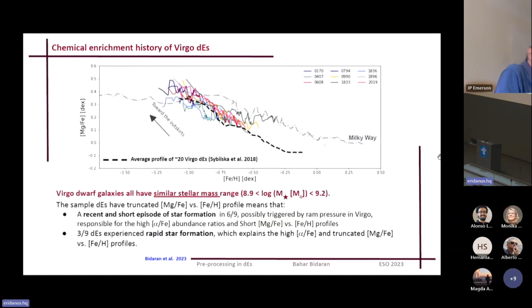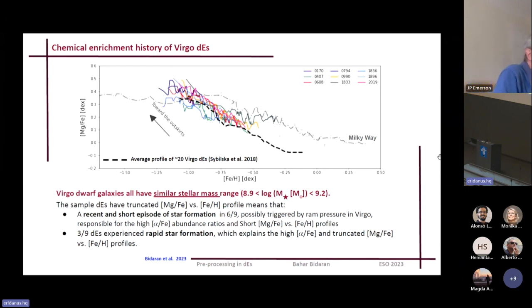Last but not least, the high alpha over Fe and the pre-processed nature of these galaxies also contribute to their chemical enrichment. So this is the very famous Mg over Fe versus Fe over H plot that we usually see for the Milky Way. Here in the back, we have the average profile for the Milky Way just for the eyes so they can compare, because I know for the Milky Way we are looking at individual stars, but I'm talking about IFU and integrated light, so this is not an apples-to-apples comparison.